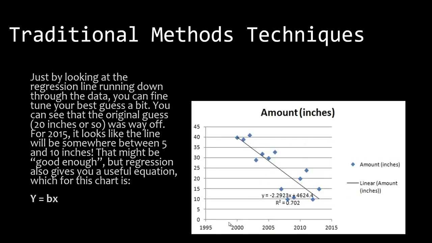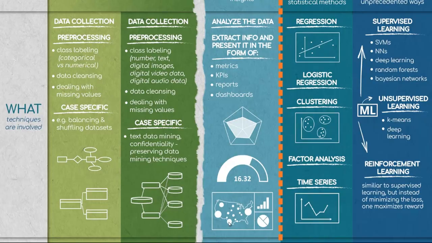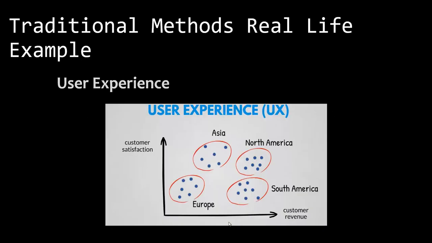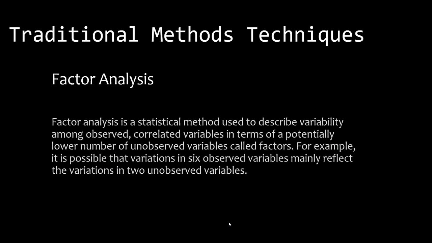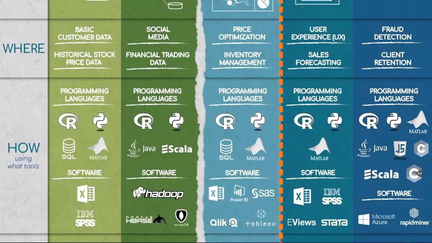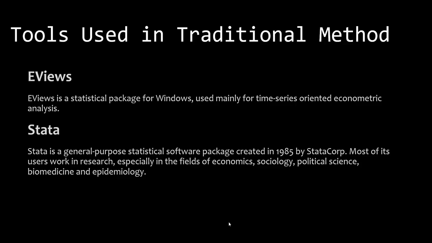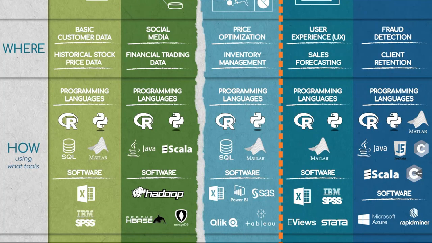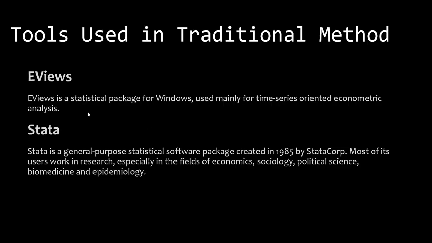Okay? So I'm going to go back through here again. We're not there yet. Here we go. Probably some of the tools that were there, but go back here. As you can see, some of the programming languages are R, which we've already talked about, Python is in there still, MATLAB. We get into some eViews and Stata. eViews is a statistical package for Windows. Stata is a general purpose statistical software package.